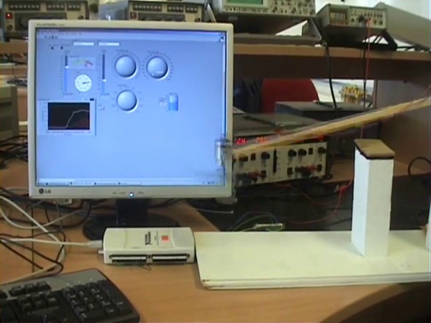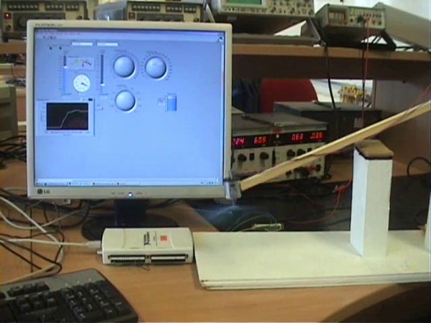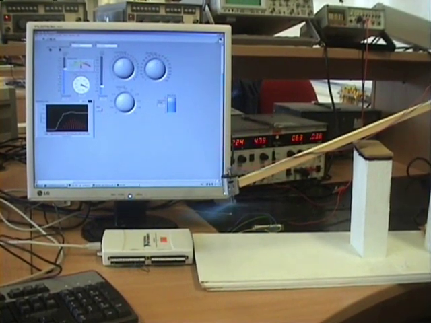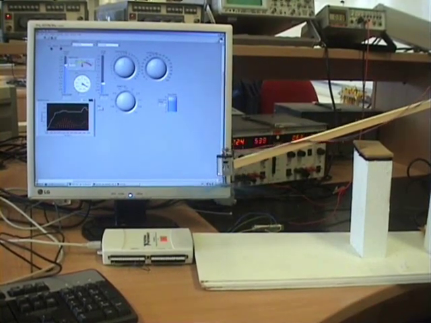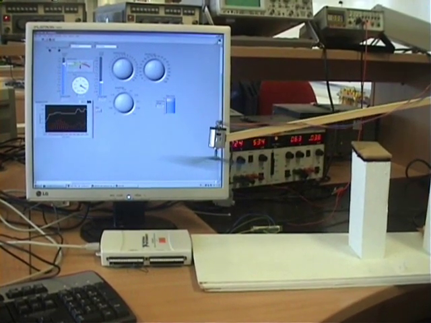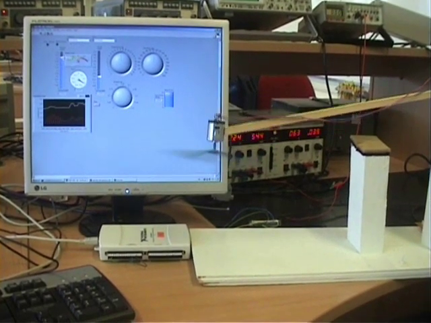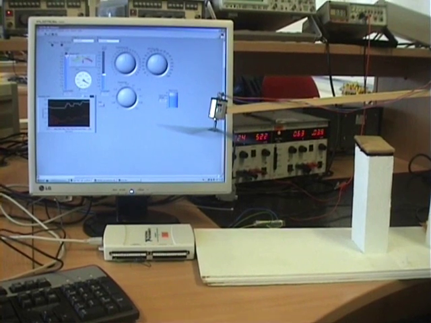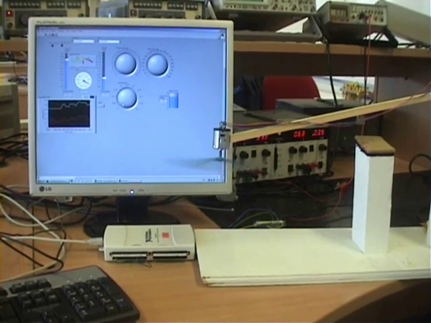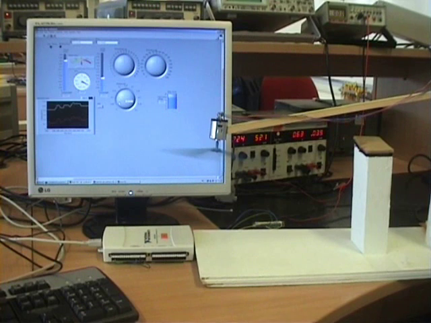So if I increase the damping or the derivative gain to about halfway, we can see that as I move the helicopter, it's damped quite nicely and doesn't overshoot very much, but there's a steady state error, and I can reduce that by increasing the integral gain.